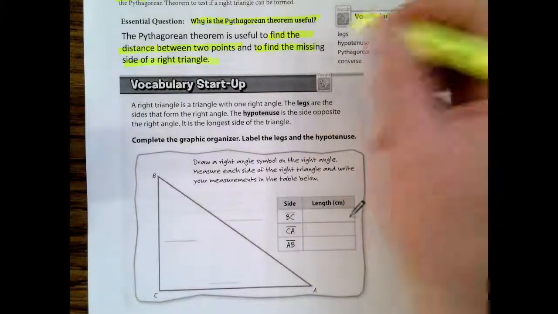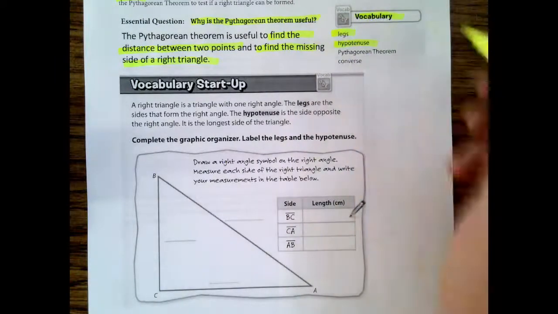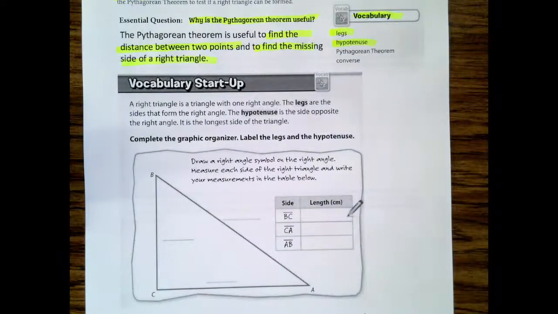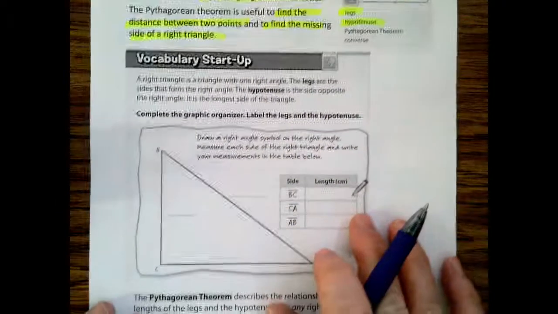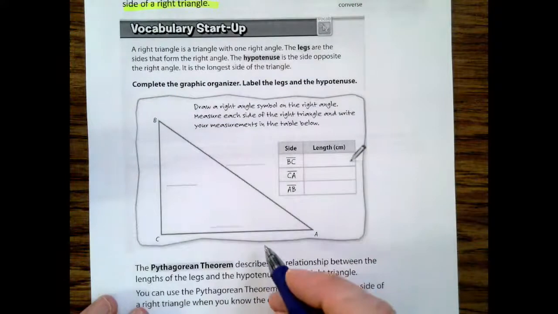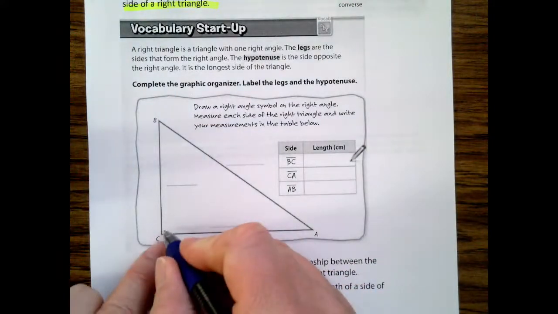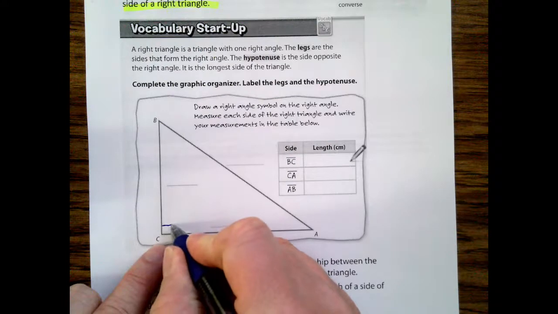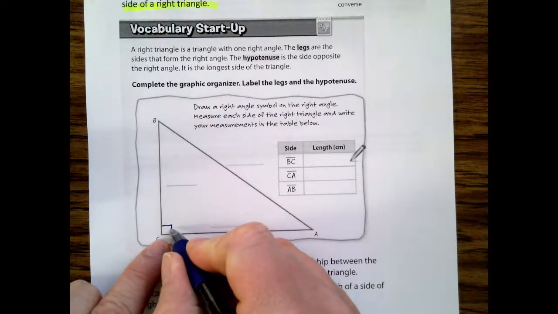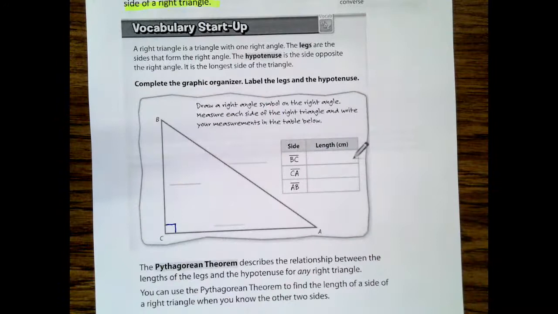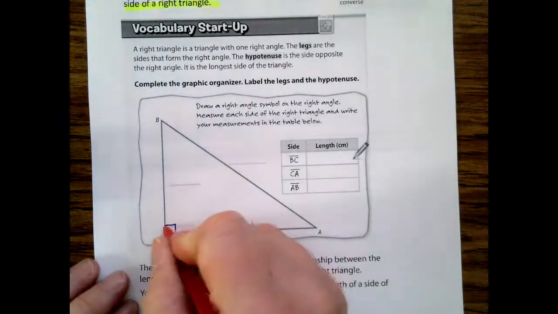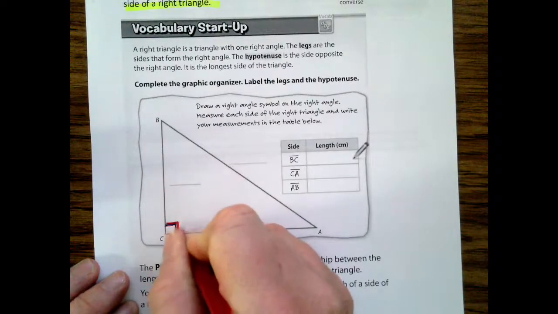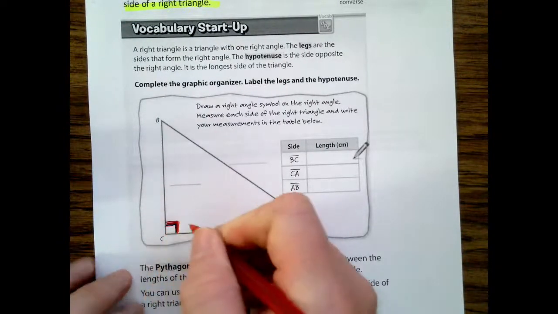So here is our triangle. We have our vocabulary here, legs and hypotenuse. And so here is a right triangle. We're going to use a symbol here for the right angle, but we want to make sure we use red. It's best to use a red color for your right angle.